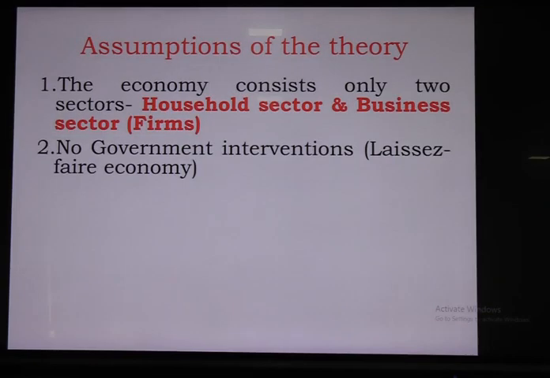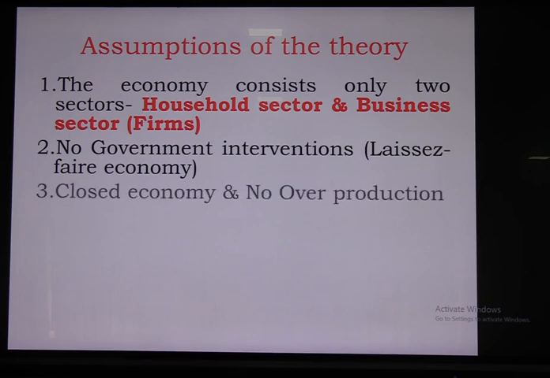Assumption number two: no government intervention. In this model, the role of government is nil, because it is a laissez-faire economy. Government has no role here, because government will not impose any kind of tax, because government is not available here. Only household and business firms. It is a closed economy. The two-sector model doesn't have any economic transaction with other countries.